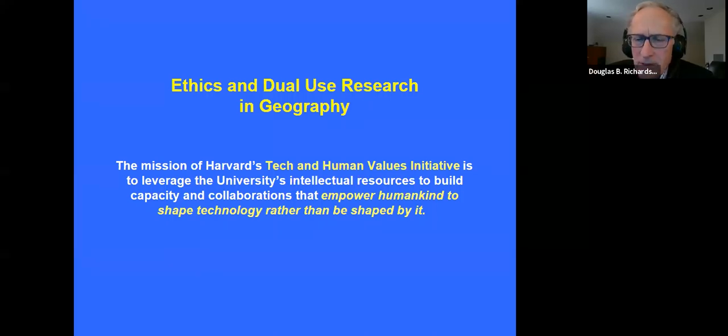And I think that's useful. But you can also use technology upon technology. There's a program at Harvard called the Tech and Human Values Initiative, and that's designed to leverage the university's resources to build capacity and collaborations that empower humankind to shape technology rather than be shaped by it. And this is something that, in my ongoing work, I try to focus on: there's just such a plethora of technologies out there, but how can we, either technically or through policies, blunt the negative aspects of those things that we've done.